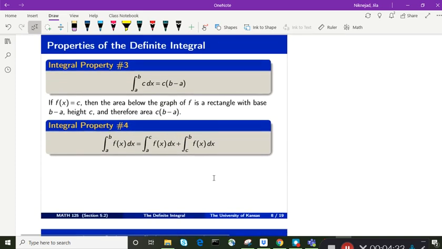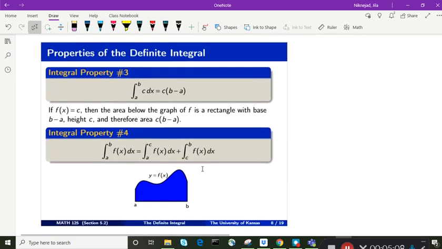Now, the next one is very interesting. If you have the integral from a to b of f of x dx, then it can break down into two integrals. For any c, and I'll show you when c is between a and b how it works, and then similarly it will be implied when c is not between a and b. This integral can be broken down into two integrals of f of x dx, one from a to c, the other one from c to b.